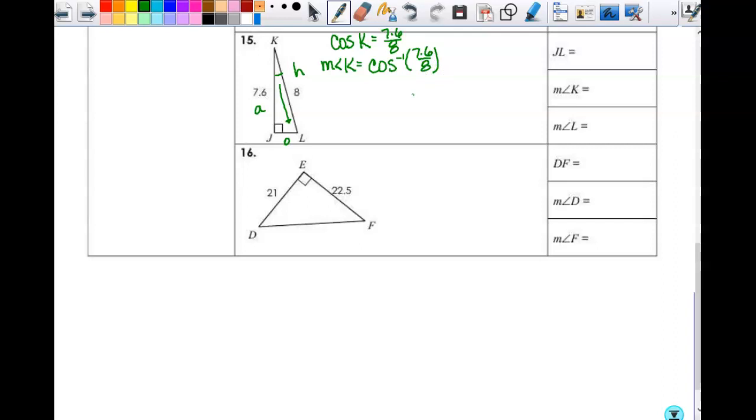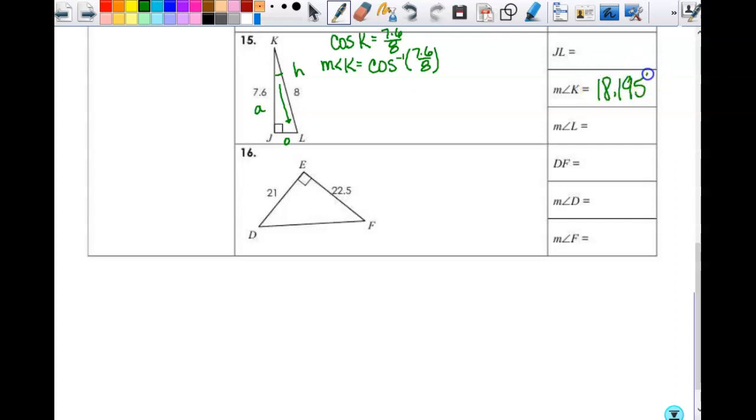I could have started with L, yes. I just picked K just because. And so you get 18.195, right?